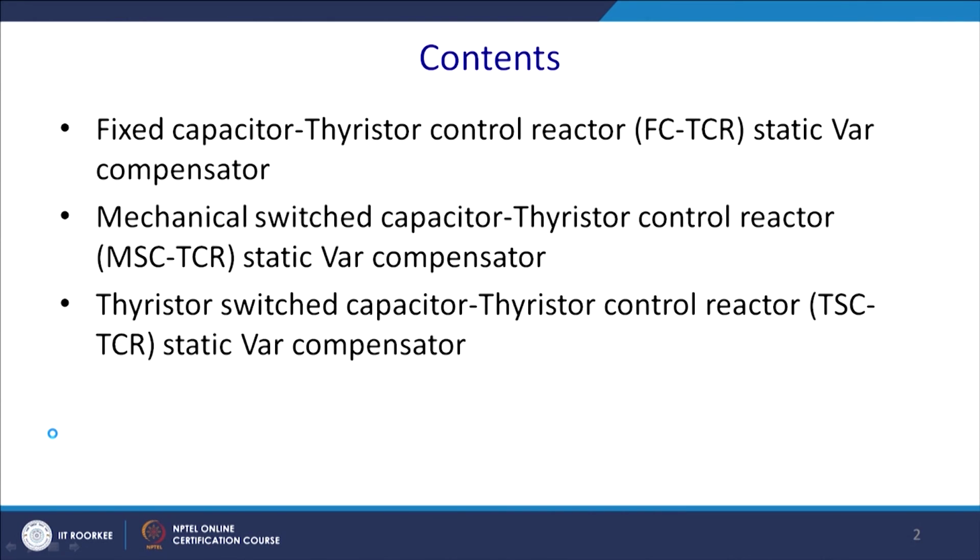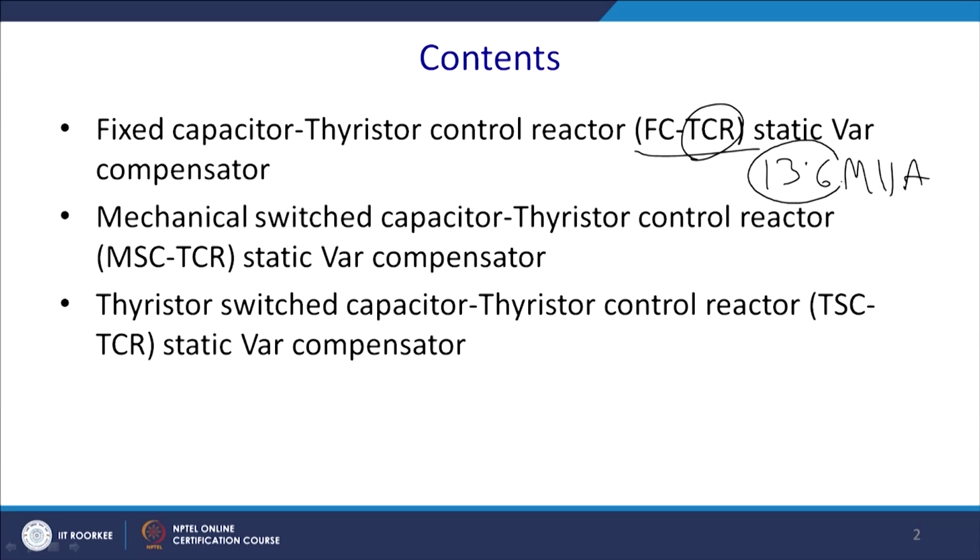We shall see that there are three types of static Var compensator here. The first is the fixed capacitor with thyristor controlled reactor, where the capacitor is fixed and gives a kind of compensation, and the TCR introduces negative Var, so you can have a variable compensator. Something like you require 13.6 positive MVAR: the fixed capacitor will have a capacity of 14 MVAR and minus 0.4 MVAR will be supplied by the TCR.